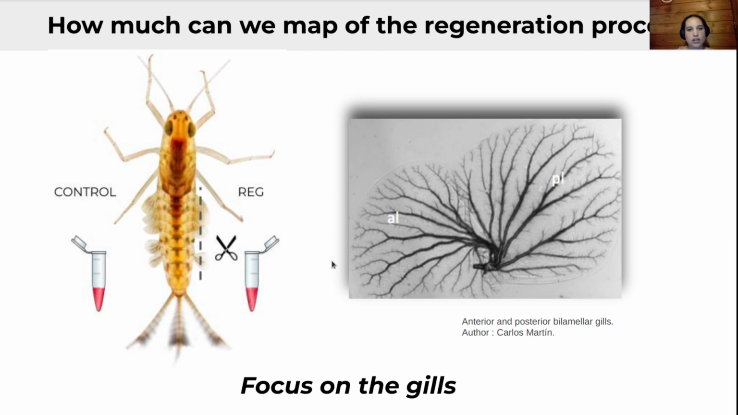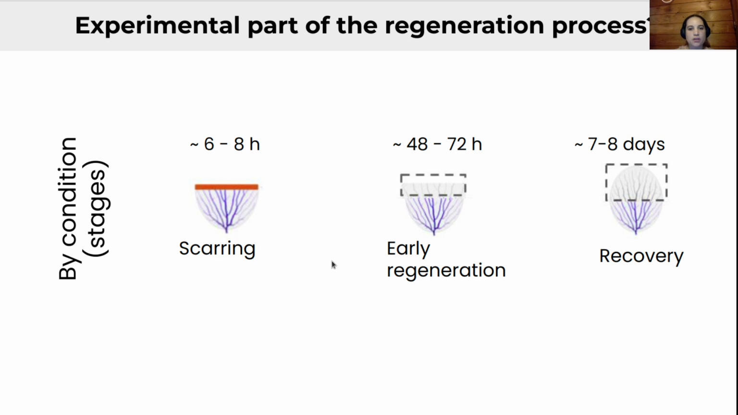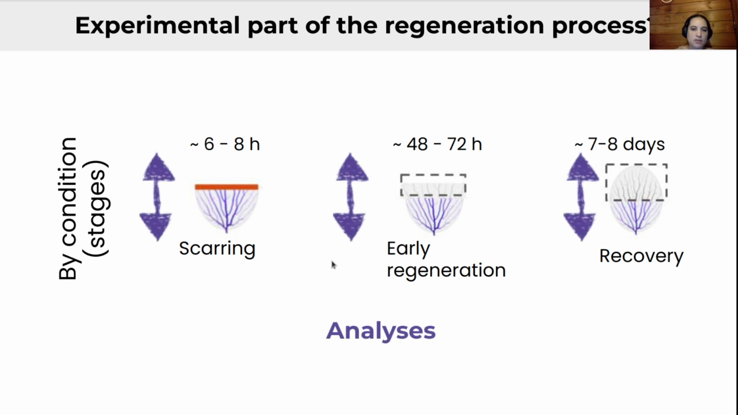So to assess the regeneration process in our non-model organism, we focus on the study of the gills, an organ super interesting that they use to move and to breathe in the aquatic medium, and if you cut them at the medial part or entirely, they can regenerate completely in just 7 days. So we set 3 different conditions in which we cut, wait for several hours, and extract completely the gills: after seeing wound healing, after seeing early regeneration, and when the gill is totally recovered.